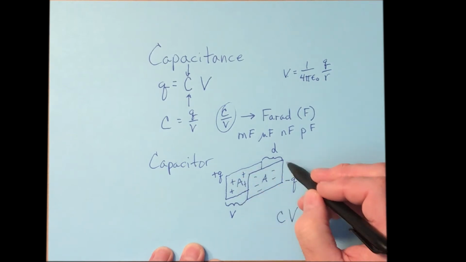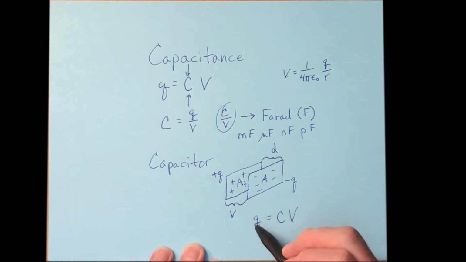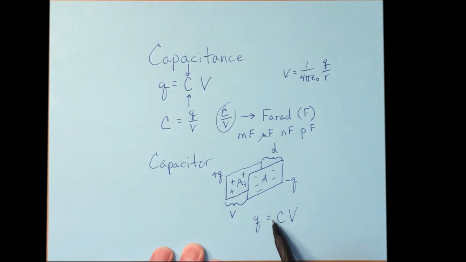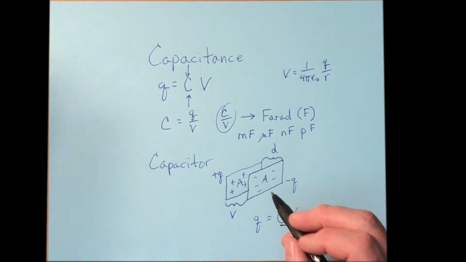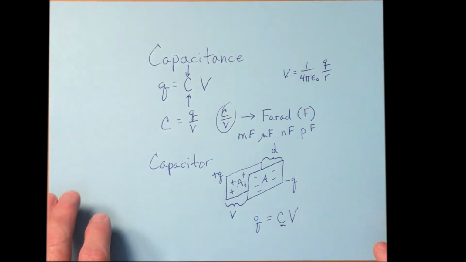Well, V multiplied by the capacitance of this system is equal to Q. And remember, Q here is not total charge. Q here is just the charge on one plate. So Q is equal to the capacitance of this system times the potential difference between the two. All right, now let's think about this situation a little bit more in depth.